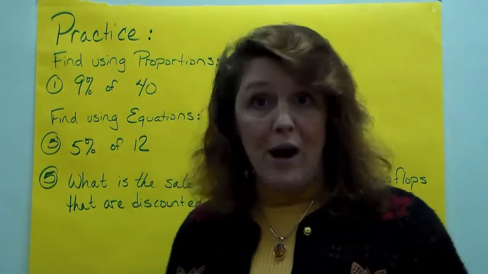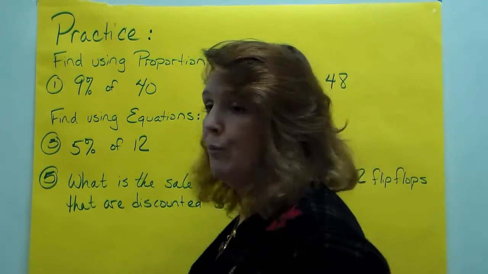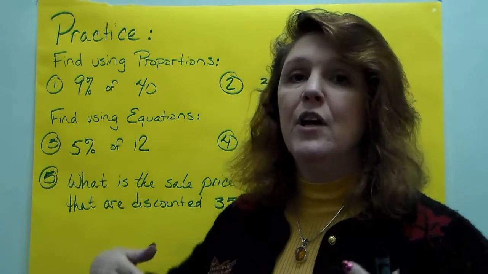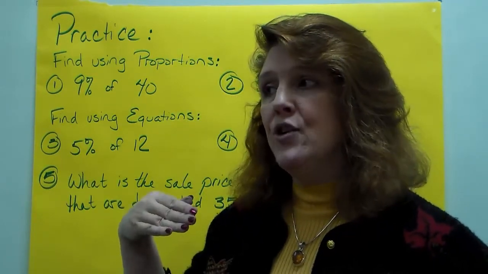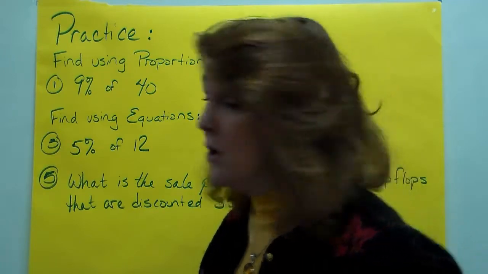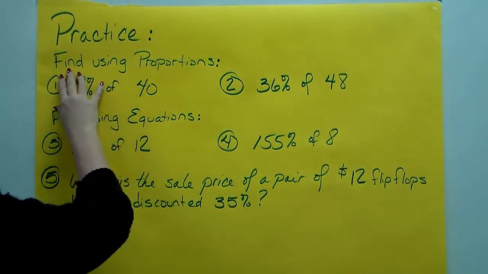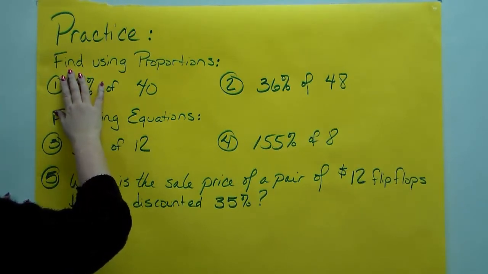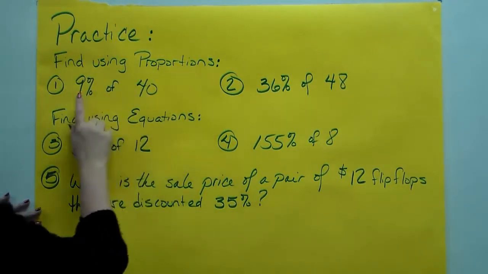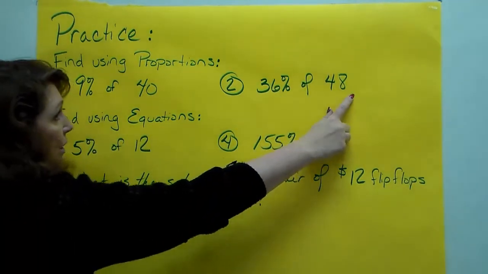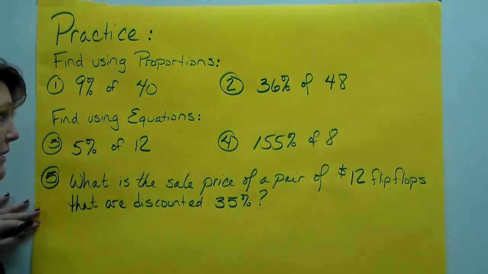And now we've got your practice. A few of each type of problem we just worked through so that you're comfortable with it. You can try it on your own, and you can come back to class with any questions tomorrow. So, first we get to find the exact percentage using proportions. What is 9% of 40? What is 36% of 48 using proportions?